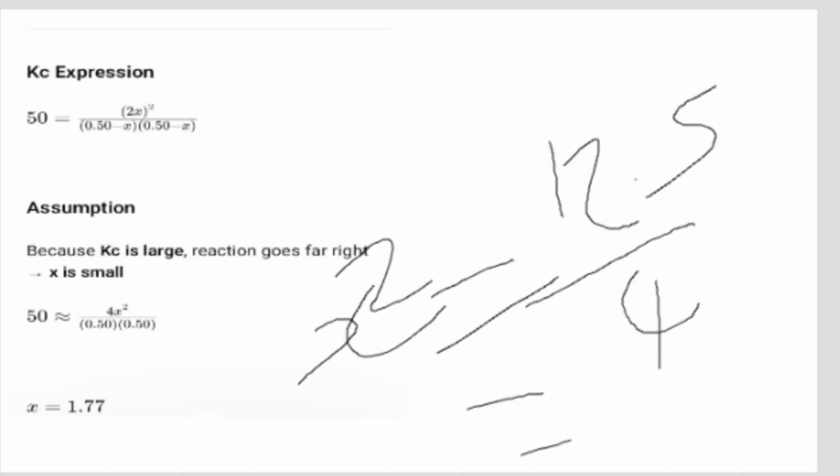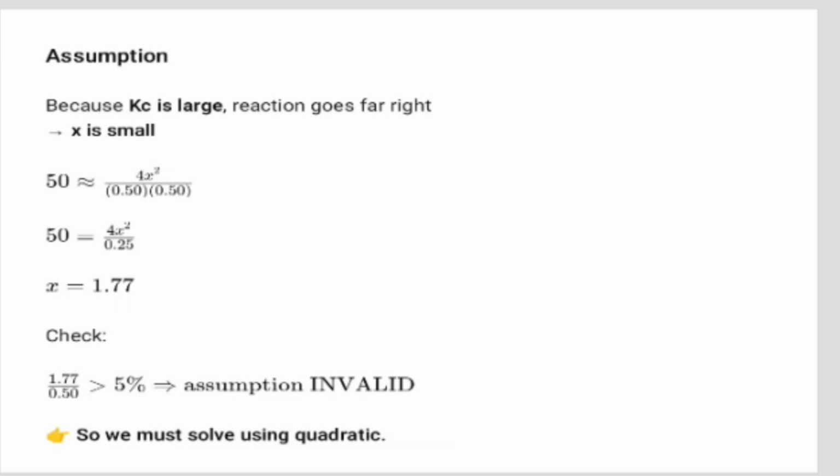Now how do you prove if our assumption is right or wrong? We check. And how do we check? We take x over the initial value, for example, the initial for the reactant, which was 0.5. When you say 1.77 over 0.5, you are going to find that the answer is 3.54. And we see that it's greater than 5%. So therefore our assumption is invalid, and we must solve using the quadratic equation.